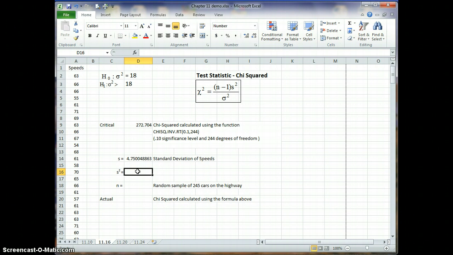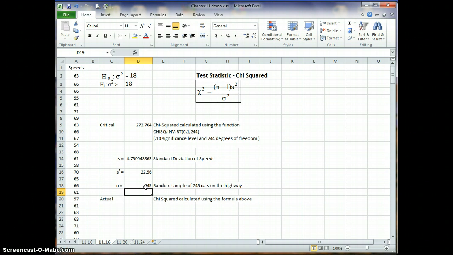Well, in this case, what we want is that squared, which is what we need, the s squared up here for the formula. So go equal to this amount, and then we use the little caret above the number 6 to square and put a 2 in there, and we get 22.56, which is the variance of the sample, and n is the random sample, the number, which is the 245 cars.